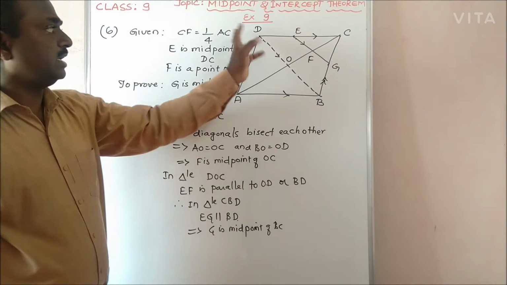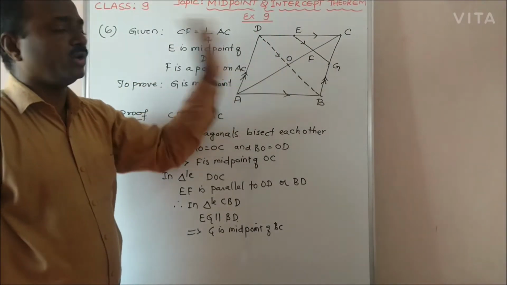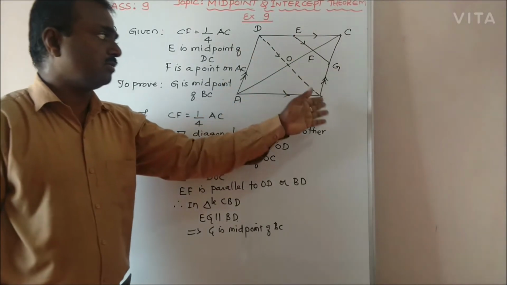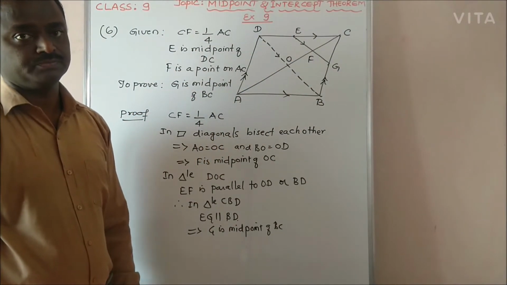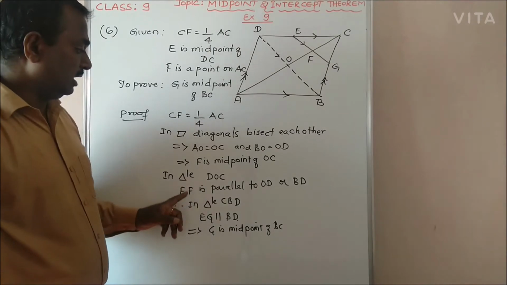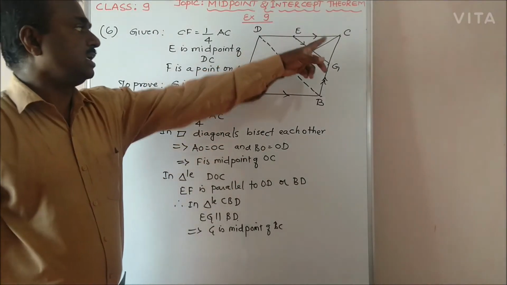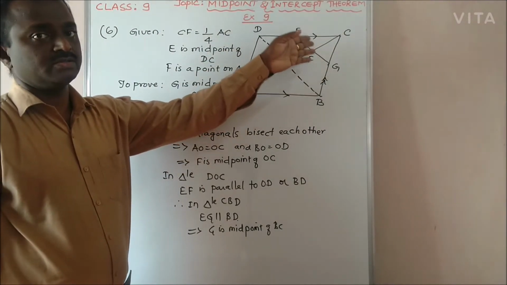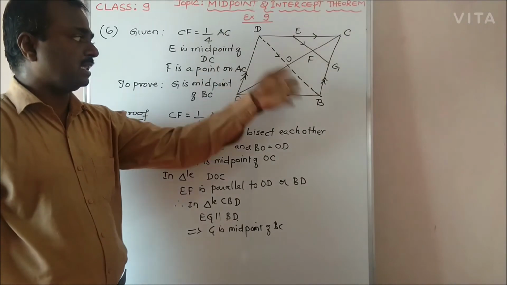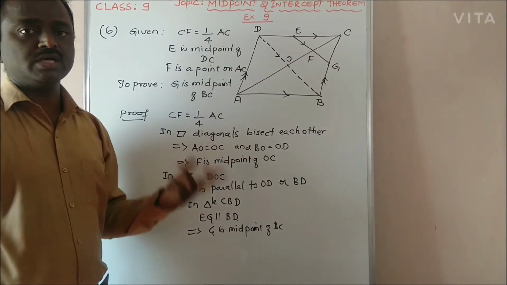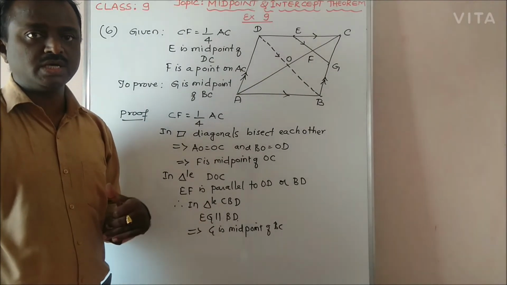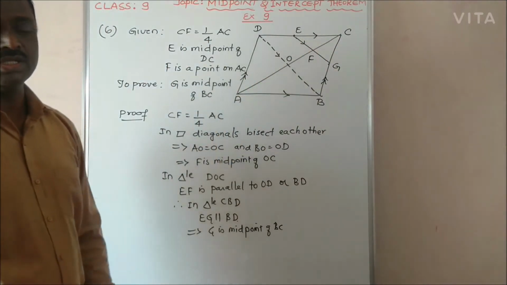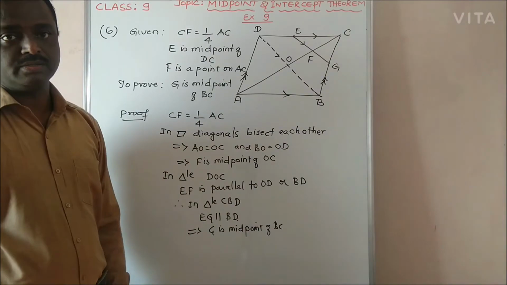So in triangle DOC, EF is parallel to DO, and definitely EF is also parallel to BD. In triangle CBD, if EF is extended, EG also becomes parallel to BD. By the converse of the midpoint theorem, we can say G is also the midpoint of BC. Note down this sum.